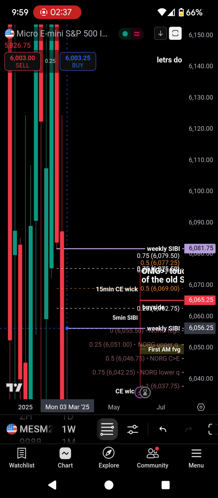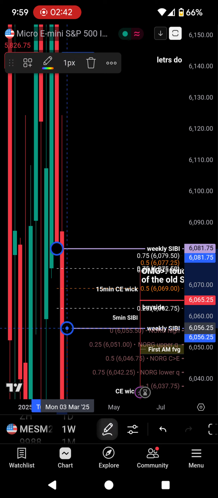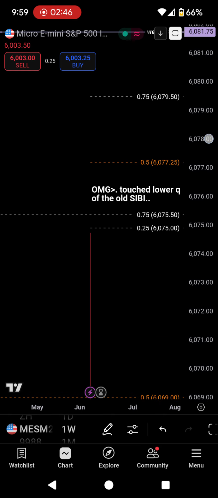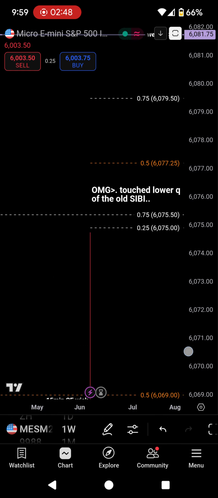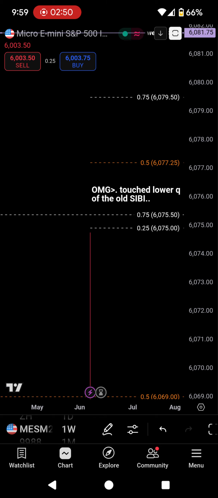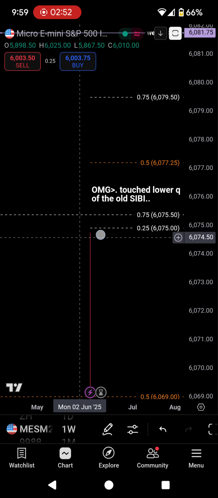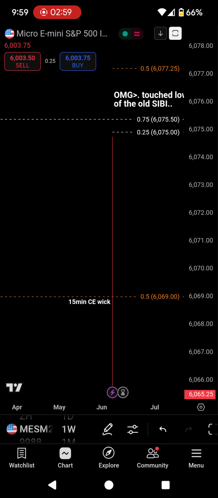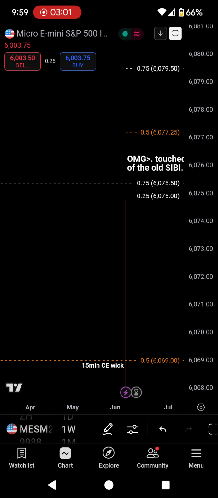6074.5. Yeah, 6074.5 is the weekly CB upper portion, and you can see we didn't even come to it. We went so close, but we just reversed there. So that was telling what? That was telling me firmness to the downside.